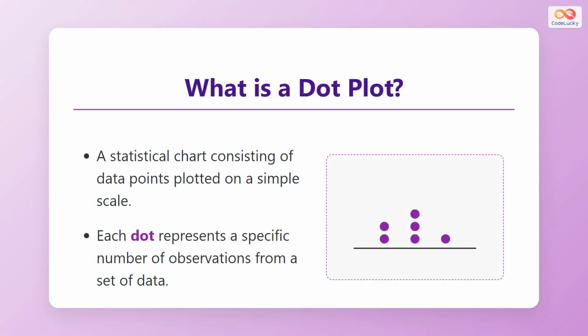So, what exactly is a dot plot? Simply put, it is a statistical chart consisting of data points plotted on a very simple scale, usually a number line. The key feature here is that each dot represents a specific number of observations. It is one of the most straightforward ways to organize numerical data.